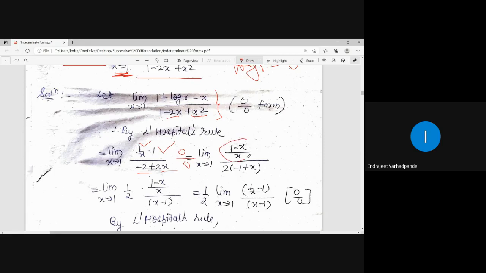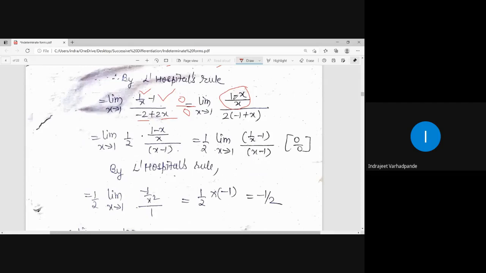I first take the LCM over here and then you differentiate again. LCM will be (1 minus x upon x) whole divided by 2 common, minus 1 plus x, 1 by 2 outside, (1 minus x upon x) whole divided by x minus 1. If you put the limit, 1 minus 1 is 0, 0 by 1 is 0, 1 minus 1 is 0. So again it is the form 0 by 0.